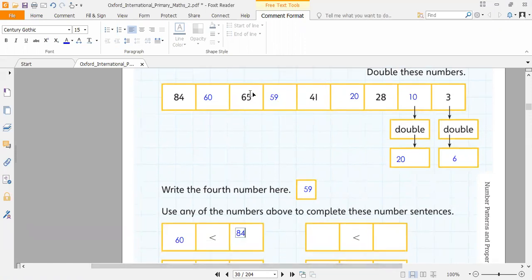Next is 65 is less than... sorry, here we can write 69, and 69 is smaller than 84, and 65 is smaller than or less than 69.